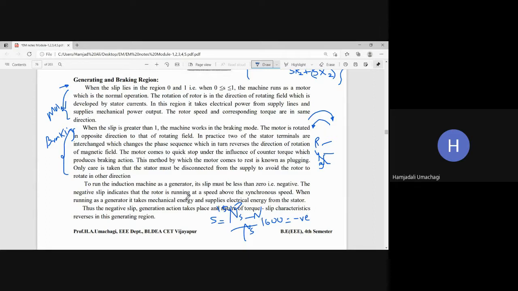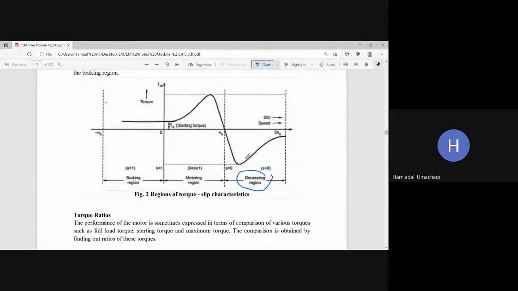When running as a generator, it takes mechanical energy as input and supplies electrical energy from the stator. Thus with negative slip, generating action takes place, and the nature of the torque-slip characteristics reverses in the generating region. If this is for the motor, its reverse will be for the generator, where slip is in the range s equal to 0 to less than 0, meaning negative. Negative slip means generating region.